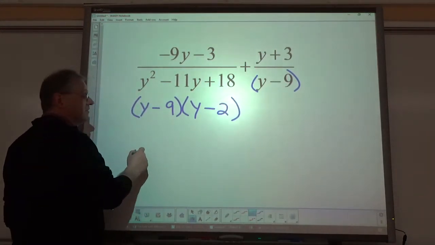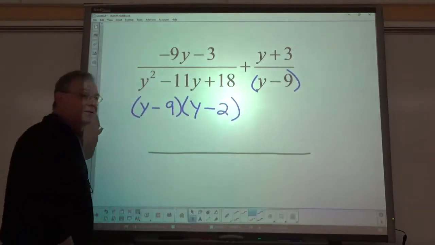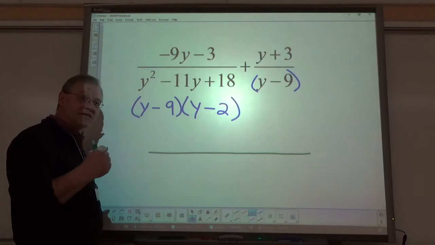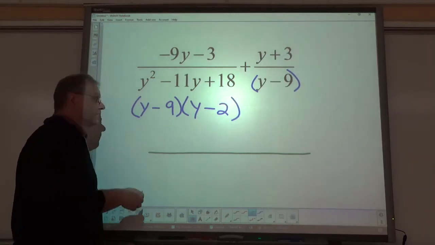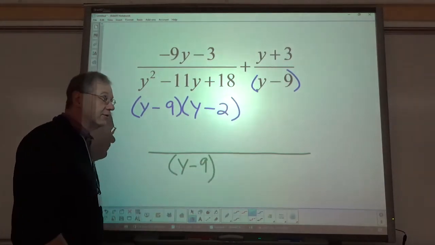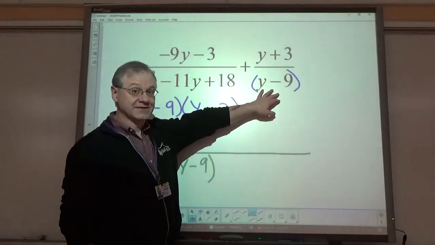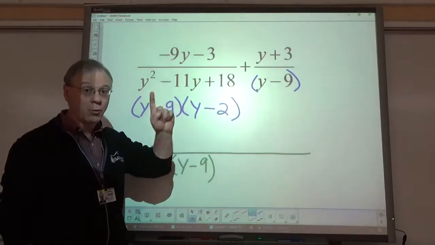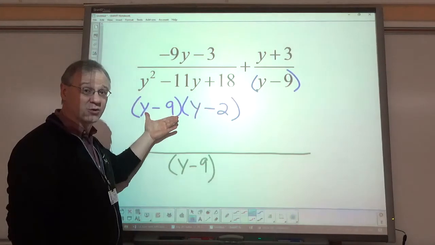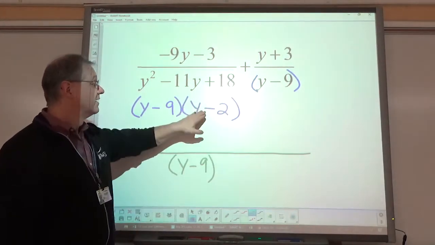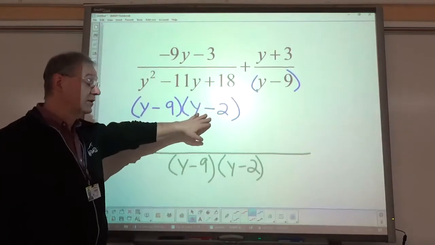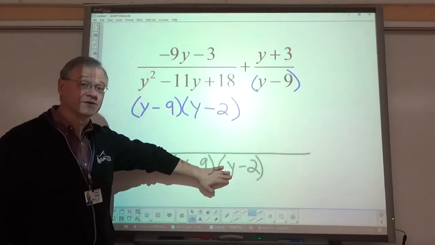And now I'm going to just do one line this time. Now if it's in one of them, it has to be in the answer. I see y minus 9. So I write it down. That's in this one and in this one. It's only in each of them once, so I only have to write it down once. If it were in the same denominator twice, you'd have to have it twice. Now I have a y minus 2. It's not in that one, but it is in this one, so it has to be down here.